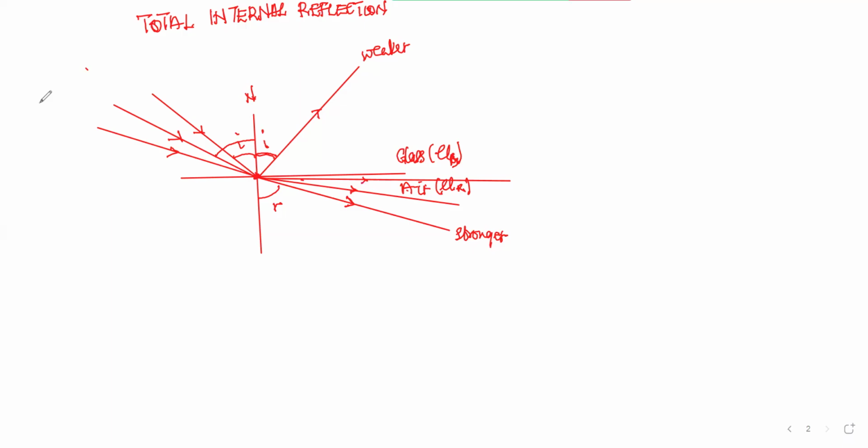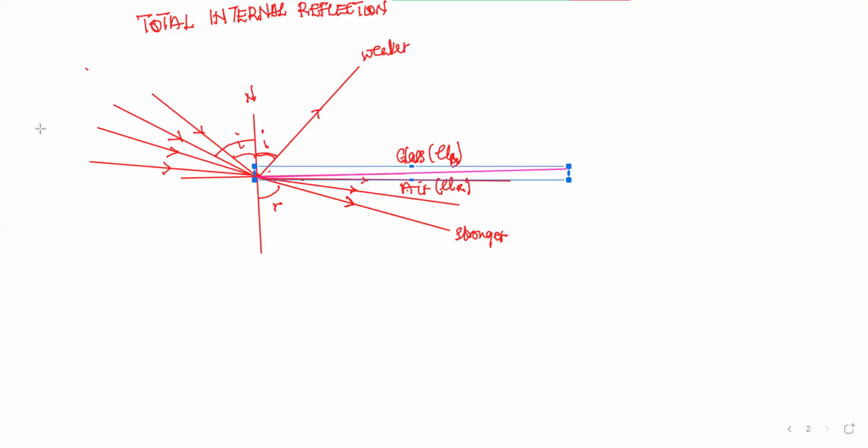Now, as we increase the angle of incidence in the denser medium, a particular angle of incidence would cause the angle of refraction to be equal to 90 degrees exactly. So a particular angle of incidence in the more dense medium would cause the angle of refraction to be exactly 90 degrees. Now, class, if the angle of refraction is 90, the refracted ray this time around will lie on the boundary between the two media.